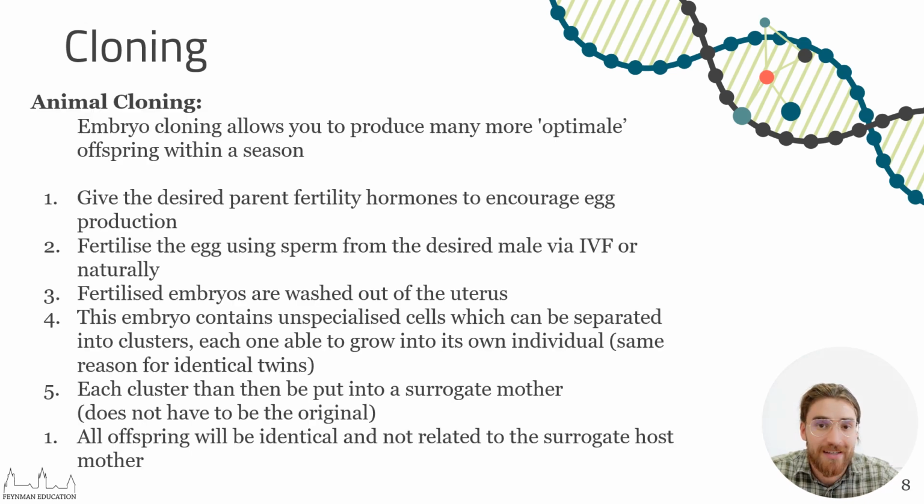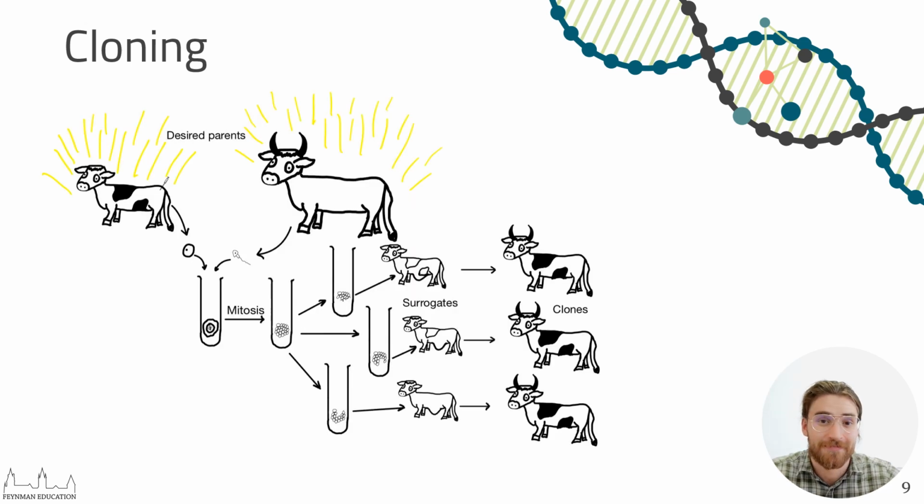Now, the same thing can be done with animals. This is the summary. I'm going to be talking about the next page, where I drew a very nice diagram to illustrate this. So here we have Cameron's cows. I own a cow farm, by the way. And this is how I get clones of an individual animal.